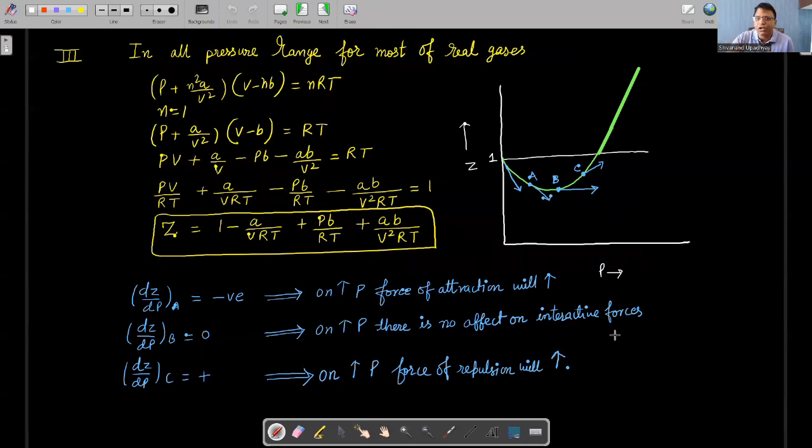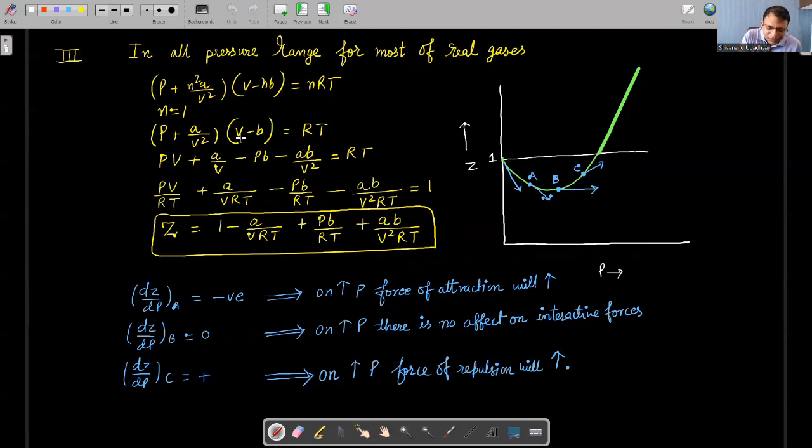Now if we consider all pressure range, how will we write the value of Z? So this is the van der Waals real gas equation, (P plus n square a upon V square)(V minus nb) is equal to nRT. When n is equal to 1, we can simplify it. (P plus a upon V square)(V minus b) is equal to RT.